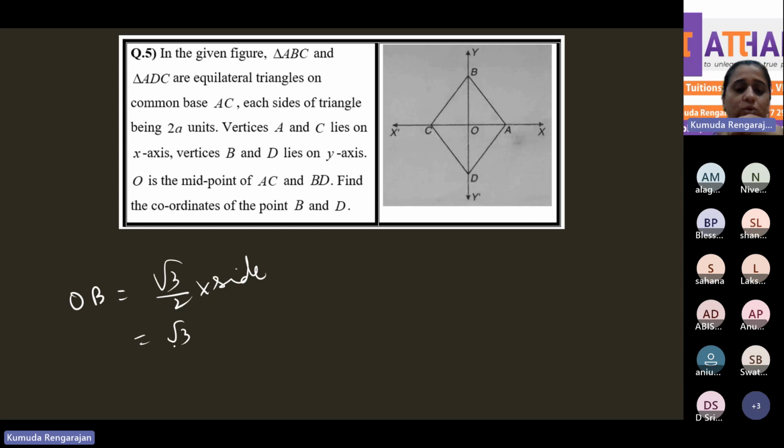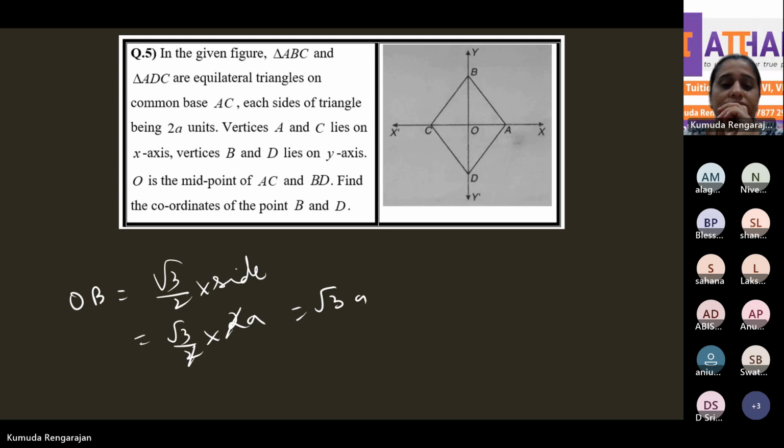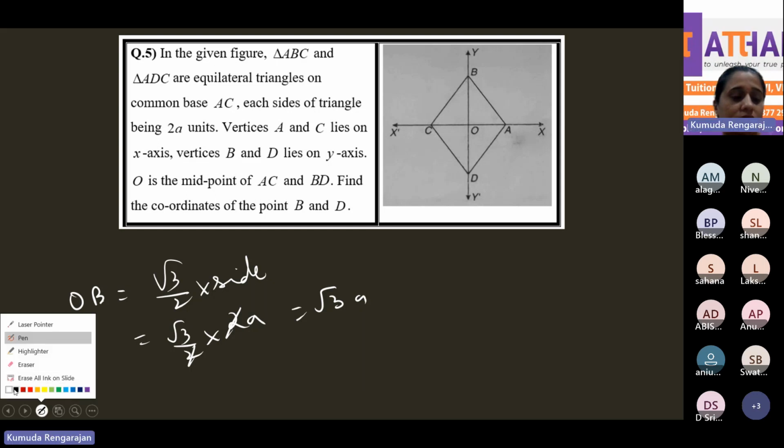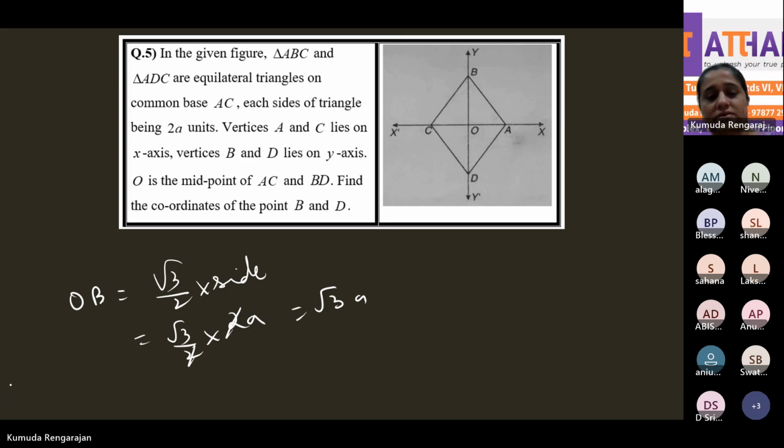So that is equal to root 3 by 2 into side, which is 2A. So 2 and 2 get cancelled, root 3A. Now you'll say, so easy, why did you teach us the Pythagoras theorem? You should know that also. This is the answer. What you got using Pythagoras theorem, here you find using the formula. There also using Pythagoras theorem, we found OB. Here we are finding OB using the formula because OB is the altitude of the triangle ABC.